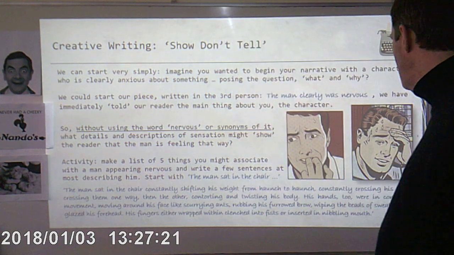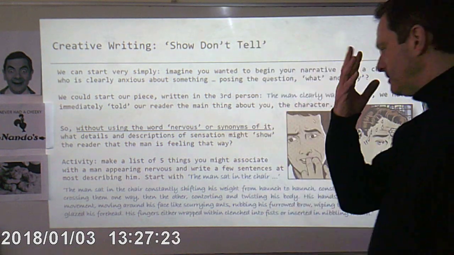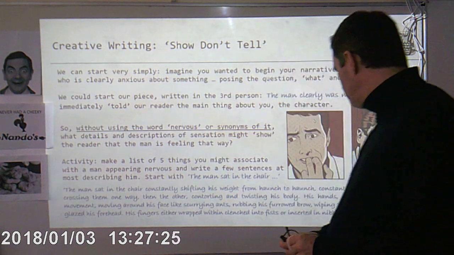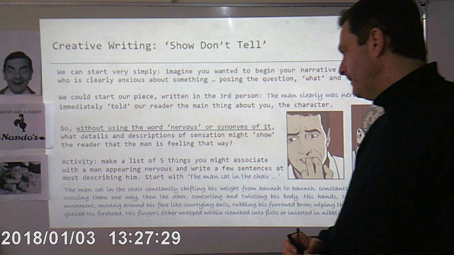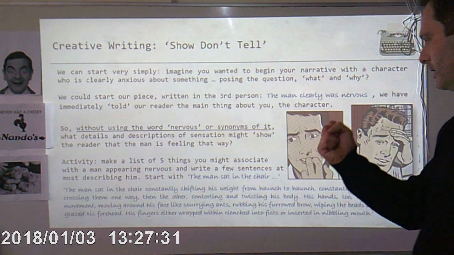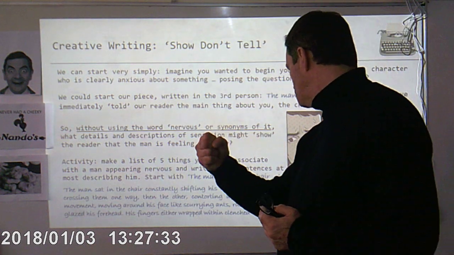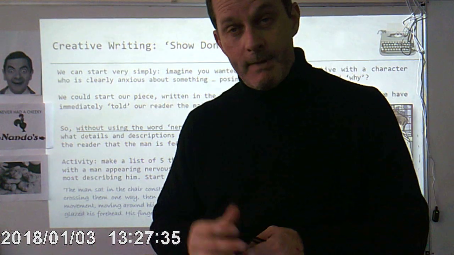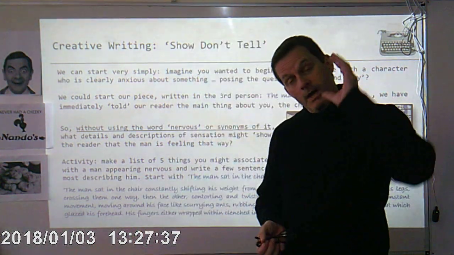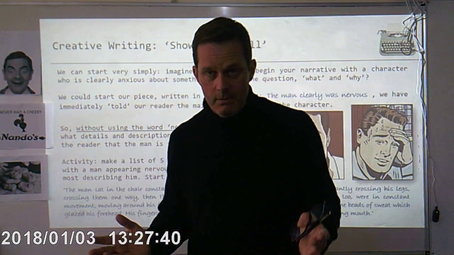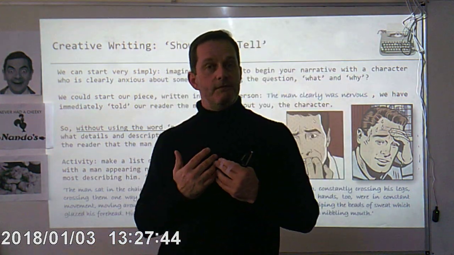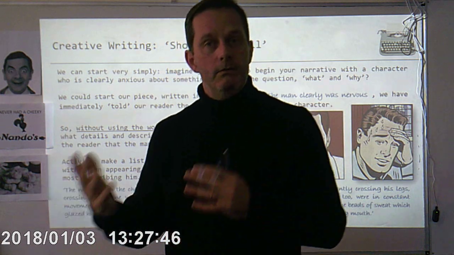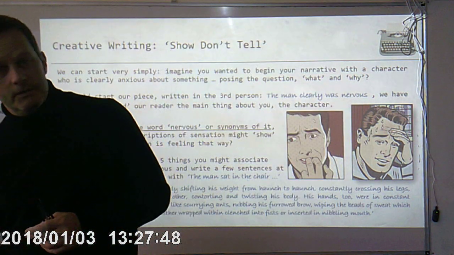His hands, constant movement, moving around his face like scurrying ants, rubbing his furrowed brow, wiping the beads of sweat which glazed his forehead. His fingers either wrapped within clenched fists, or inserted in nibbling mouth. Sorry about the syntax of the last one there. But the point I'm making is none of it is to do with actually saying he is this, he was this. It's simply observations about him to tell the reader that he is nervous.